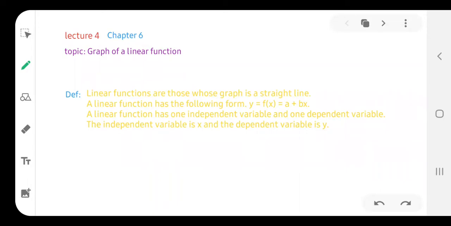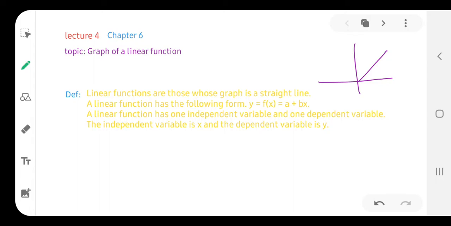Today is the fourth lecture of chapter 6, Functions and Graphs, in which we are going to learn about the graph of a linear function. But before plotting the graph of a linear function, we must have an idea about what a linear function is. A linear function is a function whose graph is a straight line.